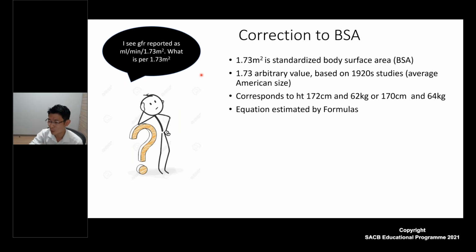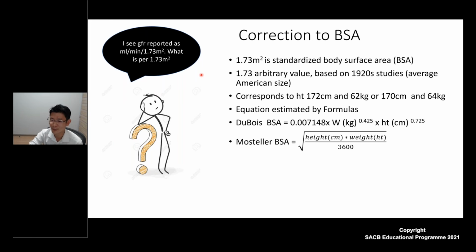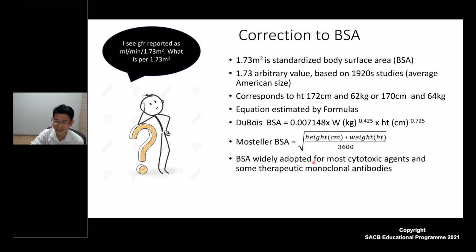So you can estimate your own body surface area by several formulas. The easiest would be height times weight. Let's say you are 160 cm and your weight is 50 kg. 160 times 50 divided by 3,600, then you take the square root, so everybody can take out a calculator and calculate. It's used mainly for chemotherapy dosing, and it's quite a useful anthropometric measure.